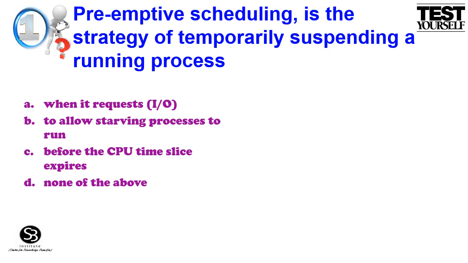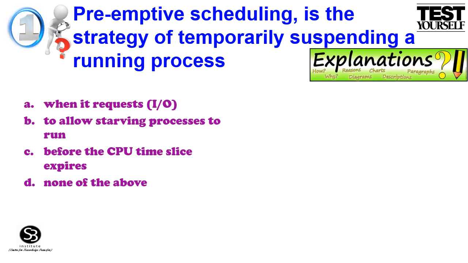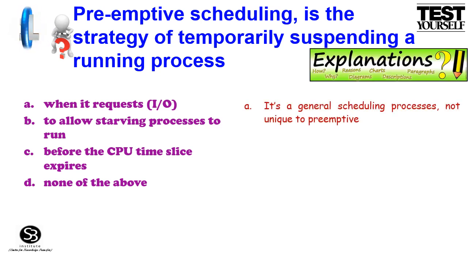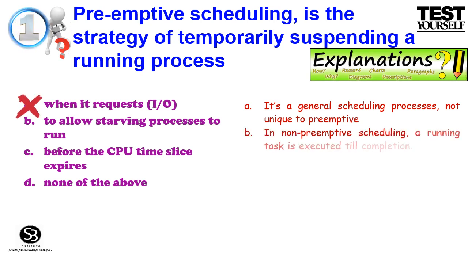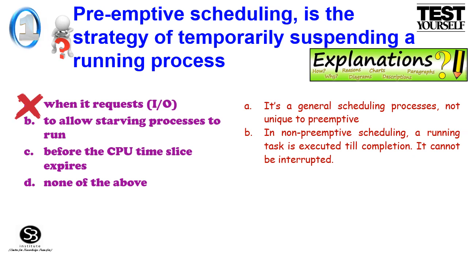Here are the explanations. Option A, when it requests I/O. It is a general scheduling process, not unique to preemptive. Option B, to allow starving processes to run. In non-preemptive scheduling, a running task is executed till completion. It cannot be interrupted. Option C, before the CPU time slice expires.